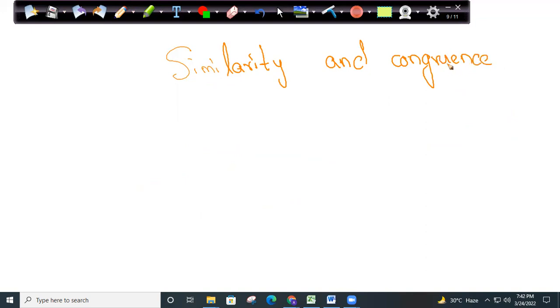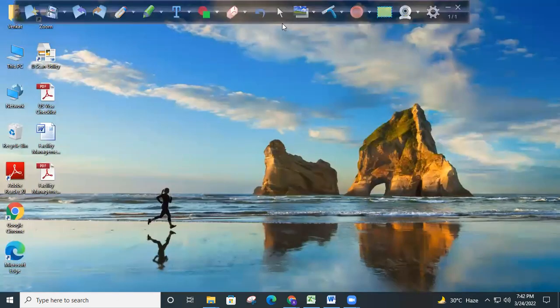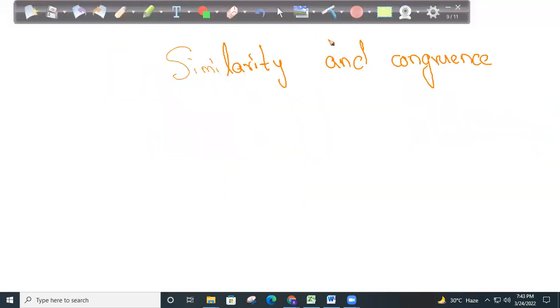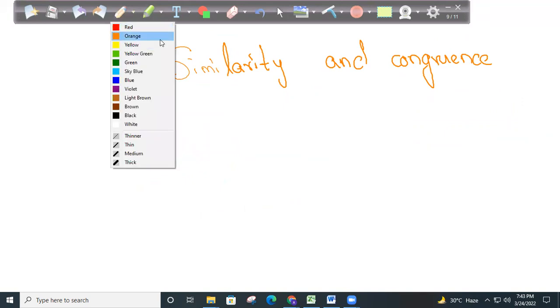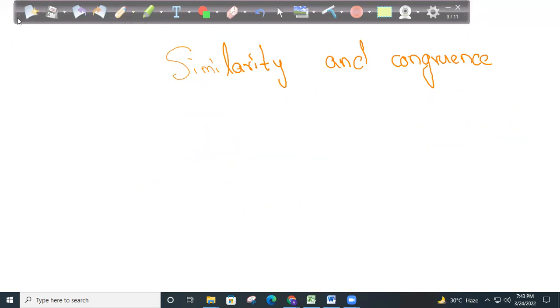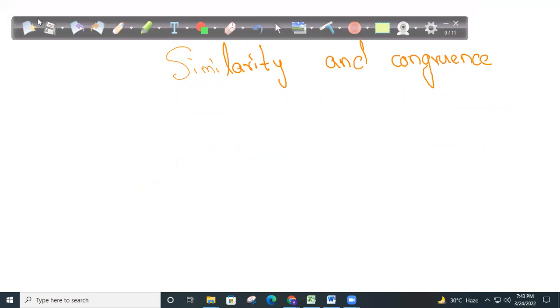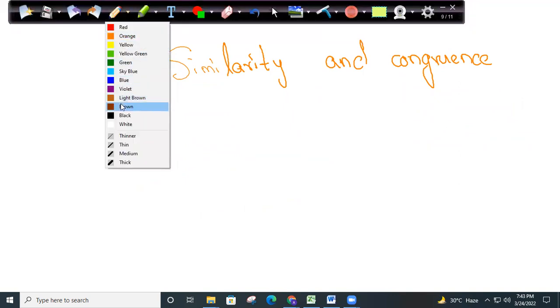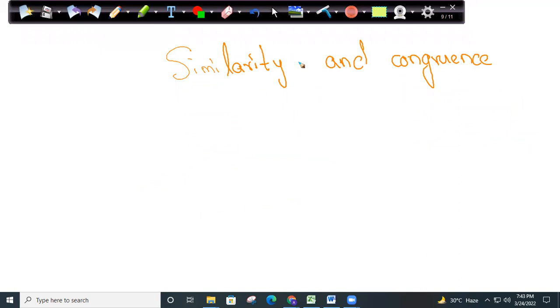So let us do this now. Similarity and congruence. What you are required to know in similarity and congruence from an exam perspective: similarity is most dangerous.